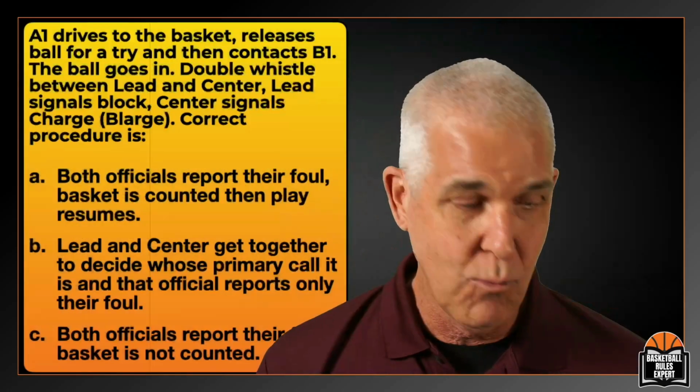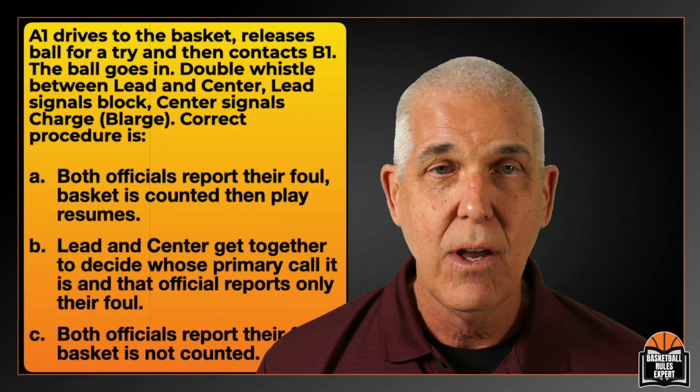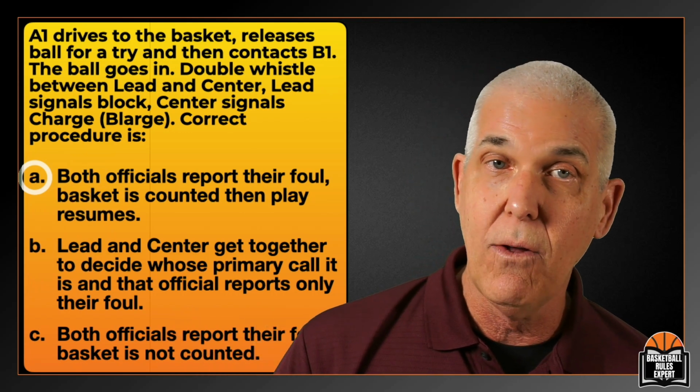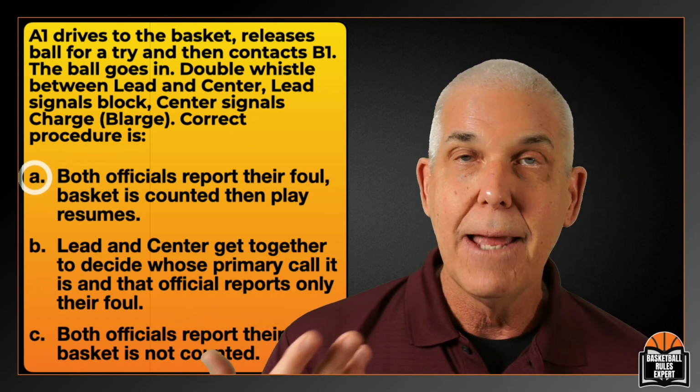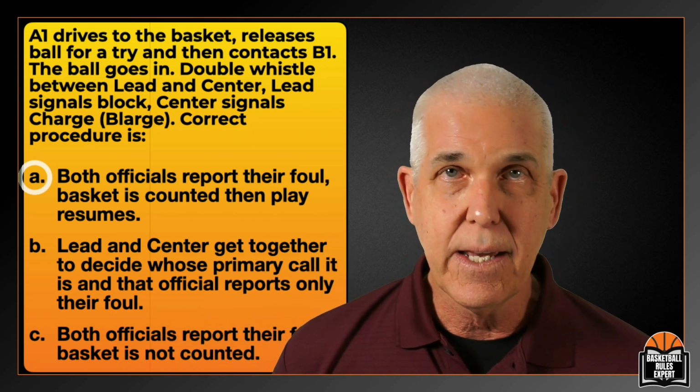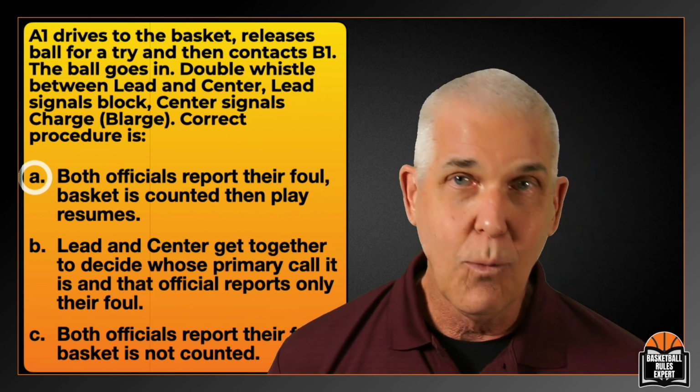So if we take a look at our rules possibilities here, our correct answer is A. Both officials report their foul, basket is scored, and play resumes with an end-line throw-in by the opponent of the team whose goal was scored. Now, what do we expect to have happen in this situation? Misunderstanding, chaos, confusion, right? So if we have this in our game, we're going to have to get together and know how to adjudicate it properly.